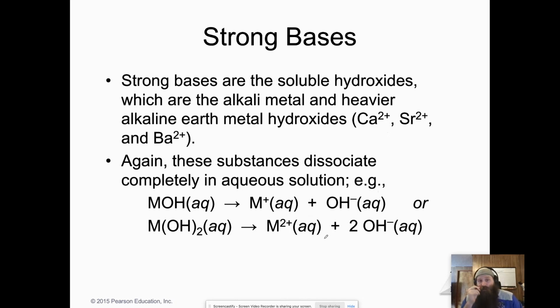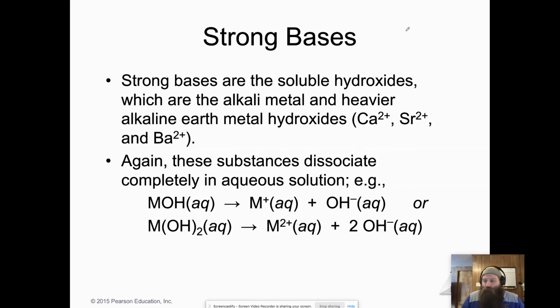Now for strong bases, we learned the strong bases last year, right? They haven't changed. We know that the soluble hydroxides, so our alkali metals, our group 1 metals, plus OH, and then the heavier alkaline earth metals, so calcium, strontium, barium hydroxides are strong. Beryllium and magnesium hydroxide are weak bases, all right?